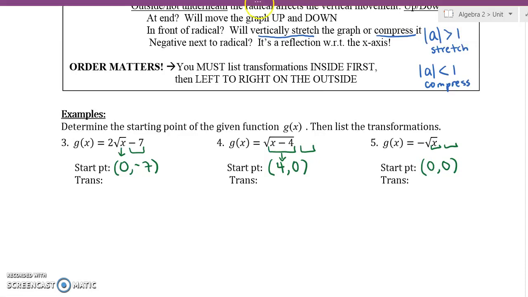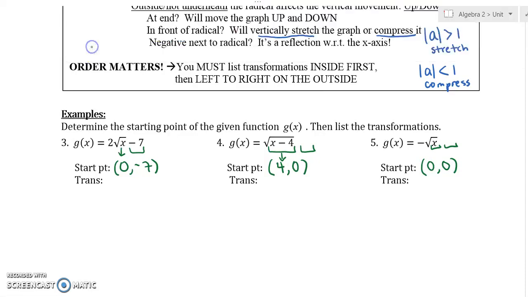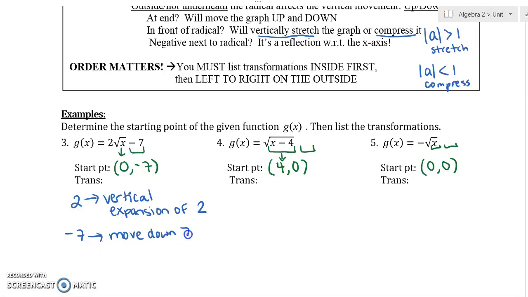All right, so now let's go ahead and talk about the inside first. So we have an x on the inside, which means there's nothing there, so we're not going to talk about it. So we're going to talk about the 2 and then the -7. So we're going to talk about things on the outside from left to right. So the 2 right there creates a vertical stretch, or we'll call it a vertical expansion, another fancy word for stretch of 2. And then the -7 is the next thing we'll talk about, and that tells the graph to move down 7 units.